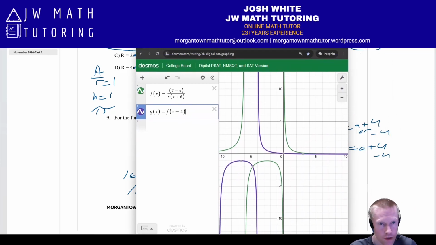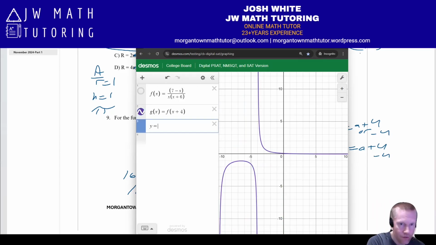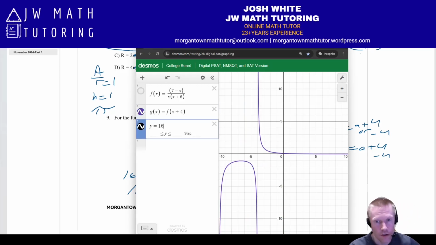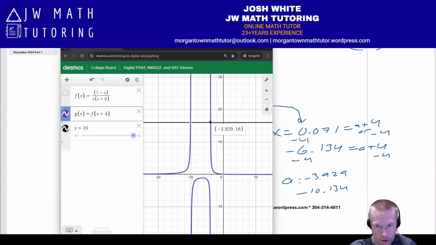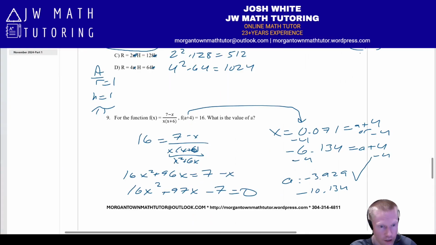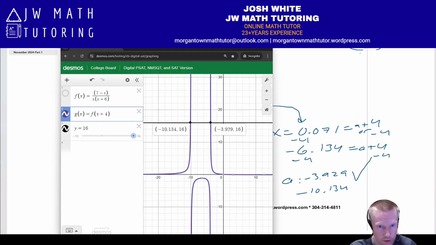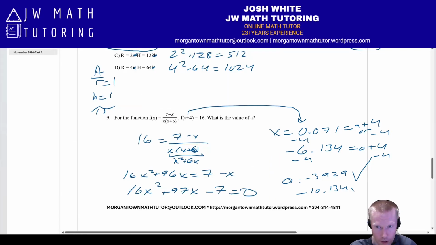So now the new function I want to look at is the purple one, not the green one, so we'll deselect that. And I want to see, where is this function equal to 16? So I'll graph the line y equals 16, and I have 2 points. Negative 3.929, okay, that matches my first answer. And what else do we have? Negative 10.134, okay, that matches my second answer. So that's how you could do this one entirely in Desmos.